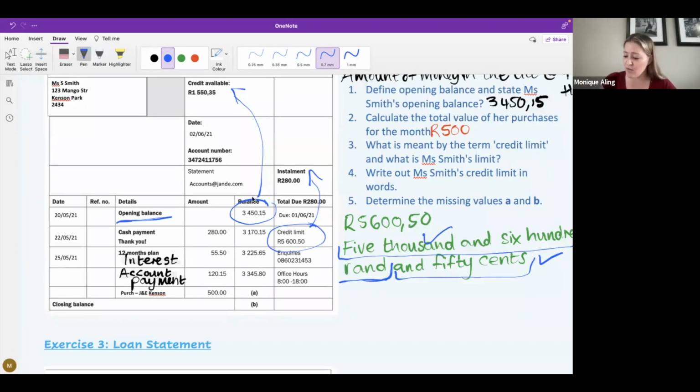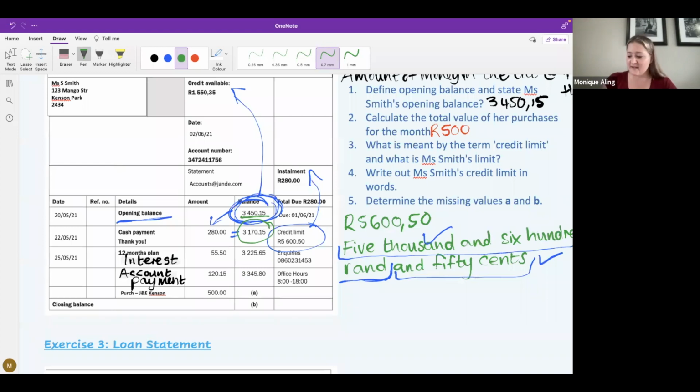So she started off owing her opening balance. She owes J&E stores 3,450 Rand and 15 cents. She then made a payment of 280 Rand. So she paid the installment. And just similar to a bank statement, her new balance is 3,170.15. Can you see it's slightly less because she's made a payment now. She doesn't owe them as much anymore.